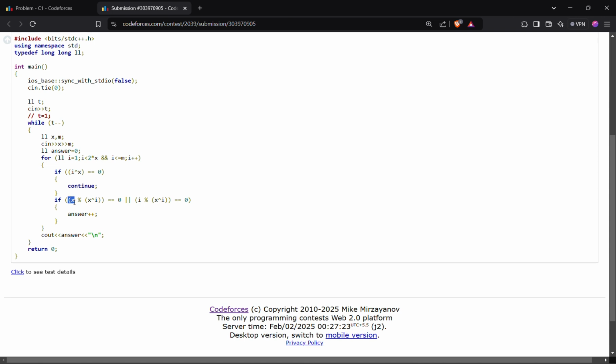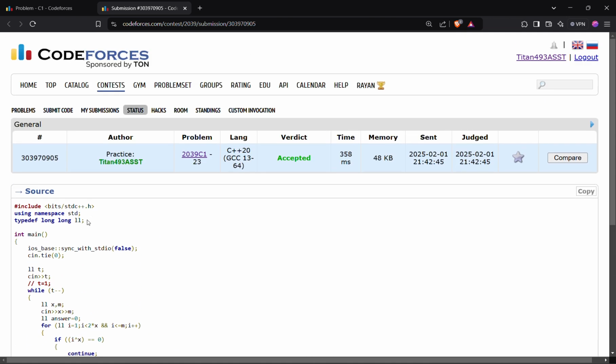Otherwise, if x is divisible by x XOR y, where x XOR i is basically y here, or otherwise if y itself is divisible by x XOR y, then you will do answer plus plus and finally output the answer.